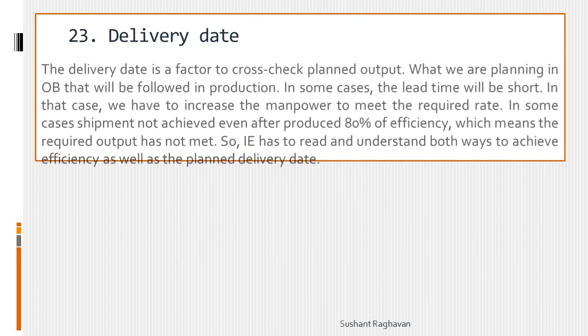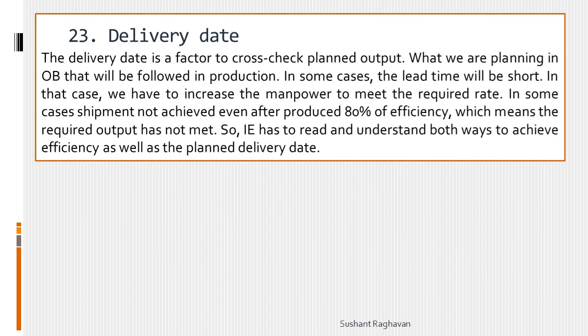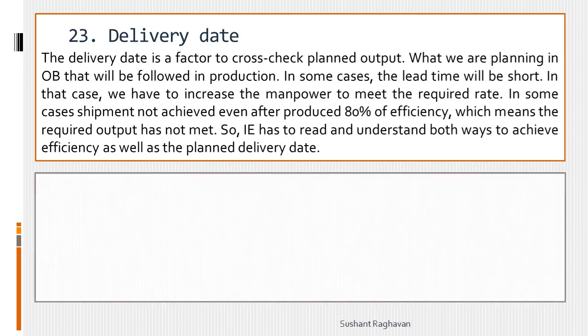Delivery date. The delivery date is a factor to cross-check planned output. What we are planning in the OB will be followed in production. In some cases, the lead time will be short. In that case, we have to increase the manpower to meet the required rate. In some cases, shipment is not achieved even after producing at 80% efficiency, which means the required output has not been met. So the IE has to understand both ways: to achieve efficiency as well as the planned delivery date.